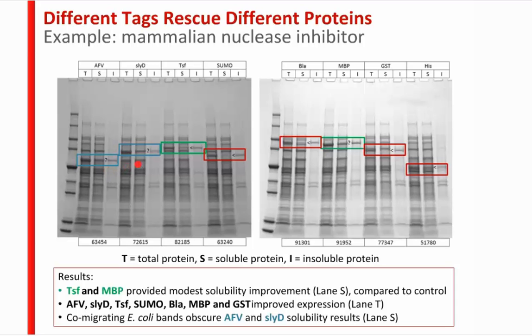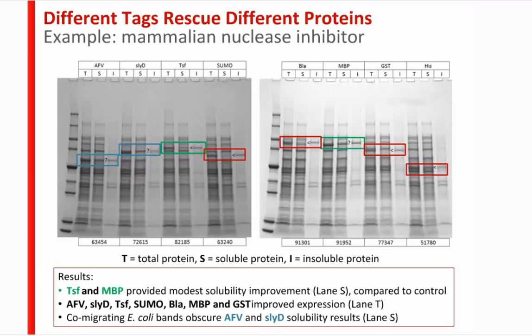So in this case, we would recommend moving forward with TSF or MBP first and only coming back to AFV and SLY-D if absolutely needed. Or you could always clean this up a little bit, maybe even run it over a column and rerun it to really look at the yield here. So different tags rescue different proteins.